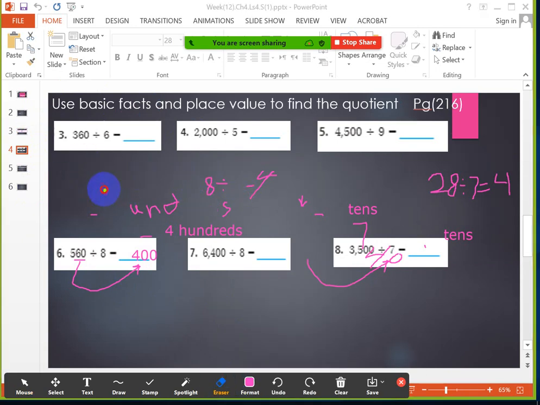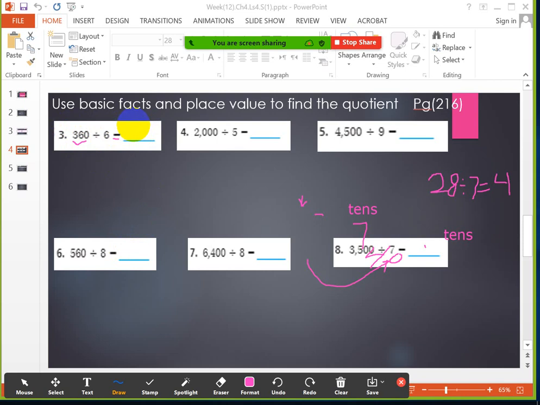I want to divide here 360 by 6. Now let's find the answer. Who will help me? Yes, Duha, open your mic. First thing, I want to divide 36 by 6. 36 divided by 6 equals what? Not multiply, divide. 6, not 7.